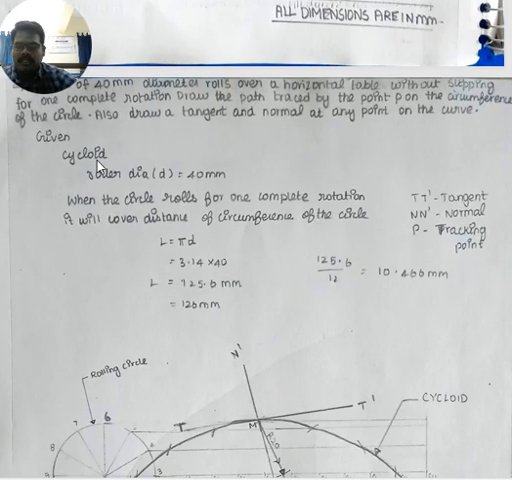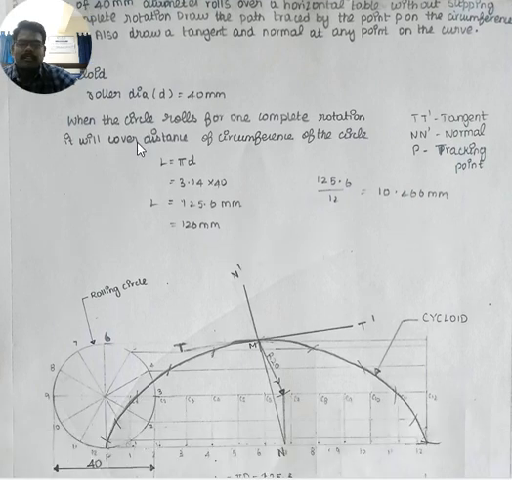So here, given a cycloid, first you have to write the given data and write the name of the cycloid. Here the roller diameter, represented by small letter d, is 40 mm. Then you have to write the statement: when the circle rolls for one complete rotation, it will cover a distance equal to the circumference of the circle.